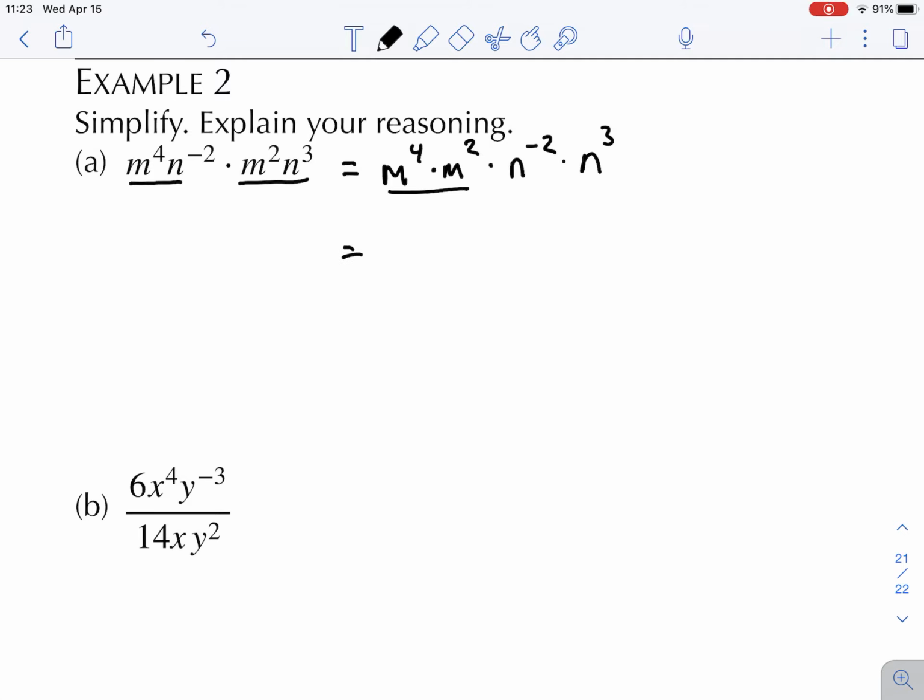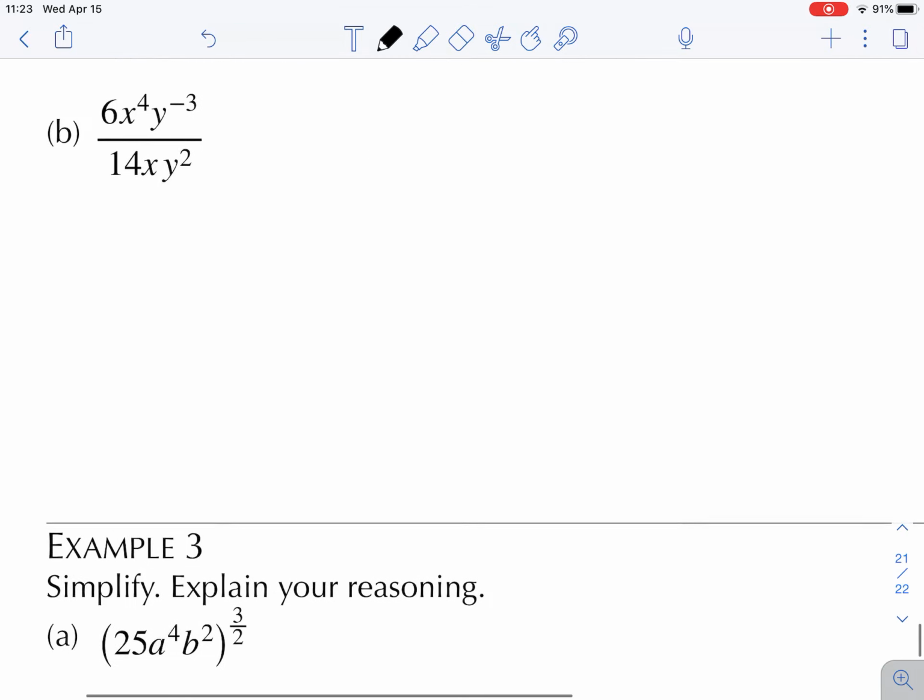So for my m's, I'm just going to combine them using power multiplied by a power, so I add the exponents, m to the power 6. Then I multiply the n's together. It's power multiplied by another power, so we just add the exponents together, n to the power of 1. Now, a power of 1 I don't need to include. I can just rewrite this as m to the 6 times n.